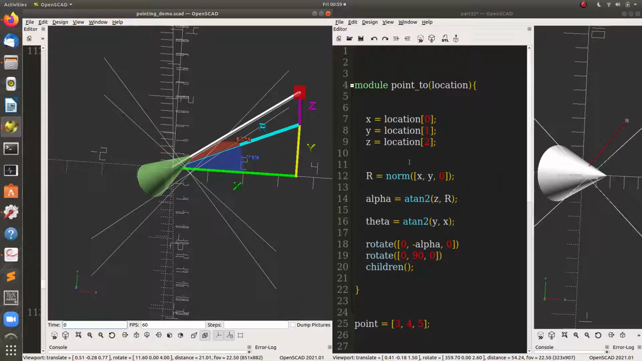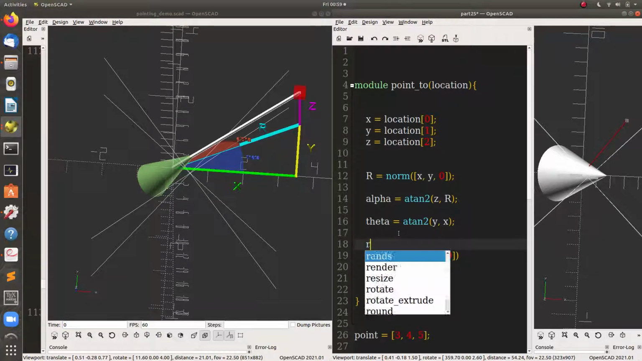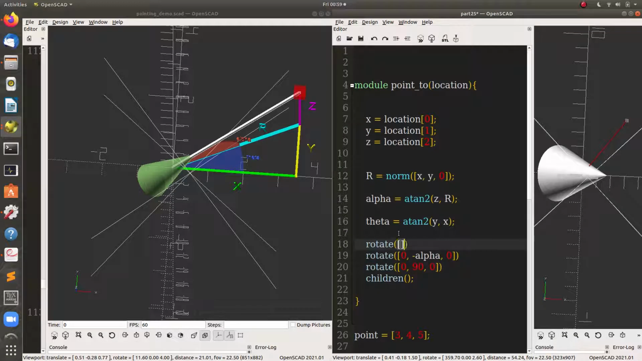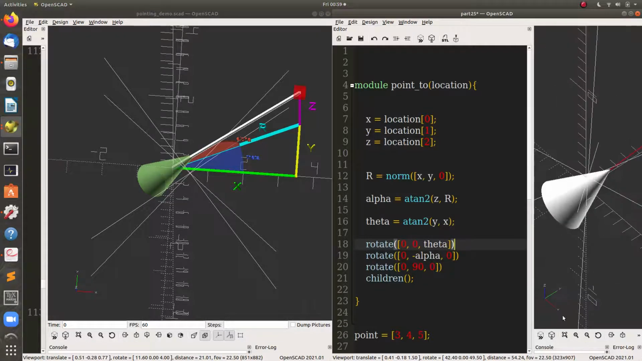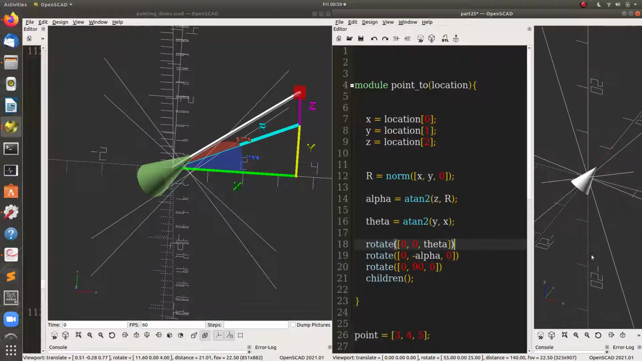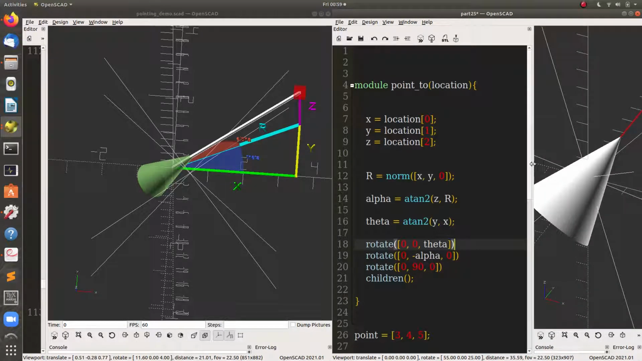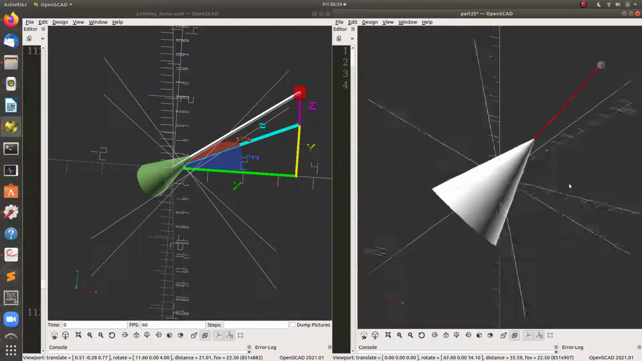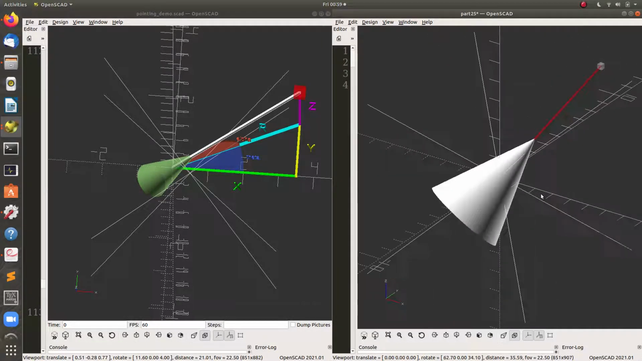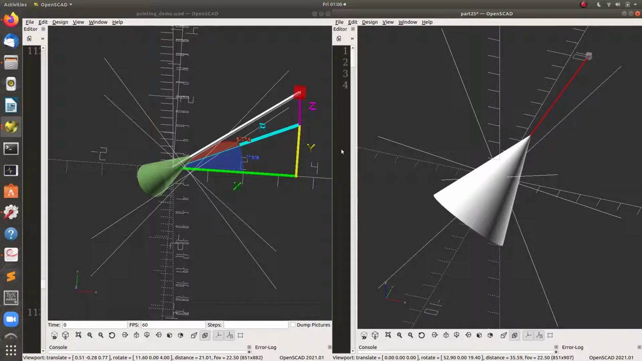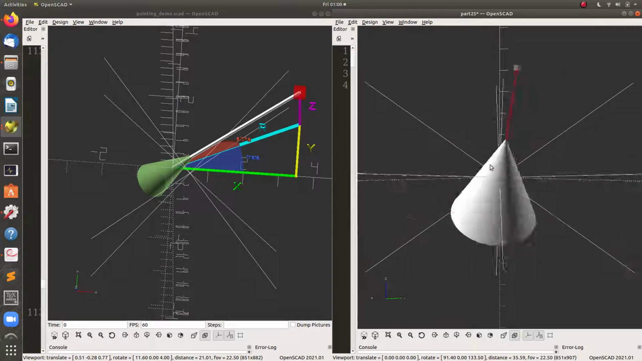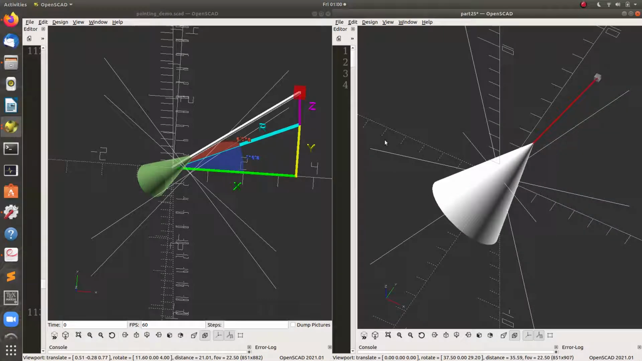We're going to rotate by theta, and it can be positive theta because we want that counterclockwise rotation, and there we go. I'm glad that worked the first time. So now it points at any point, and that's pretty much the basis for this whole thing, and it's a really useful operation.